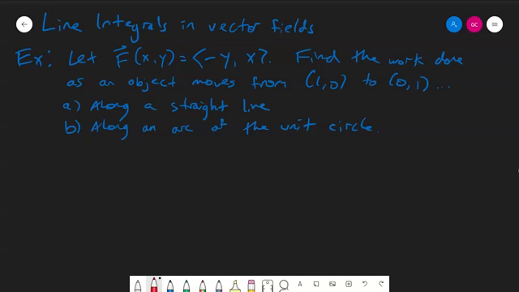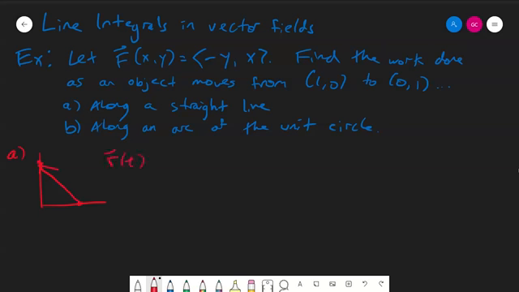Okay, now let's look at an example where we have the vector field f of x, y is negative y comma x, and we're going to calculate the work done along two different paths that start at (1, 0) and end at (0, 1). So first we want the path that moves along a straight line. So in other words, for part A, I just want this path right here.